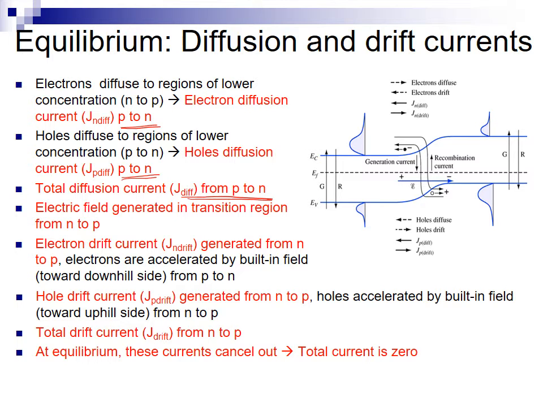Separation of charge due to the carrier diffusion will generate an electric field from N to P, which in turn induces drift currents for electrons and holes from N to P, or a total drift current from N to P. You can notice that both diffusion and drift currents cancel each other because they are flowing in opposite directions, and the total current at equilibrium is zero.